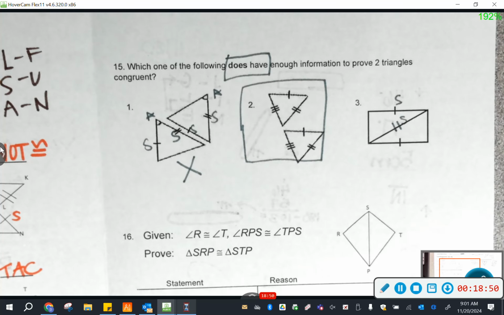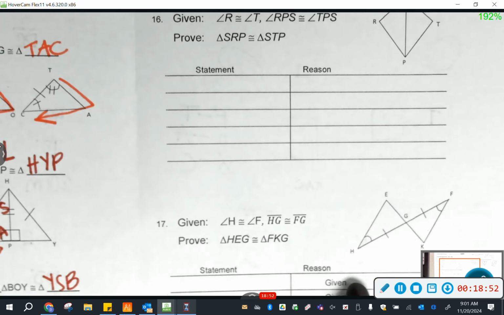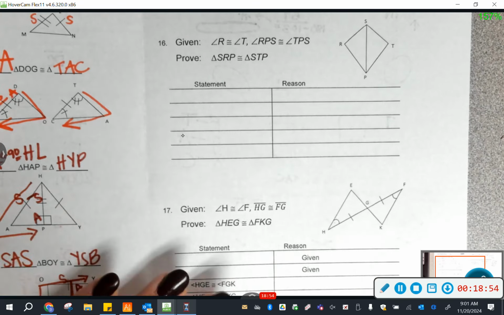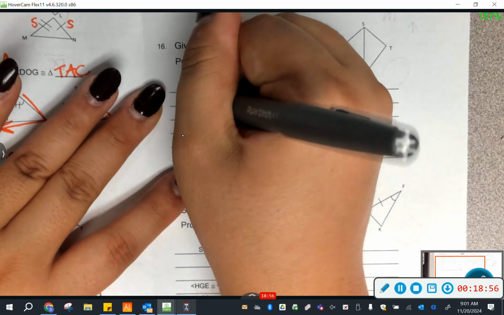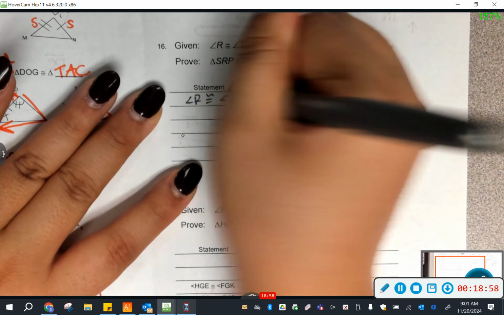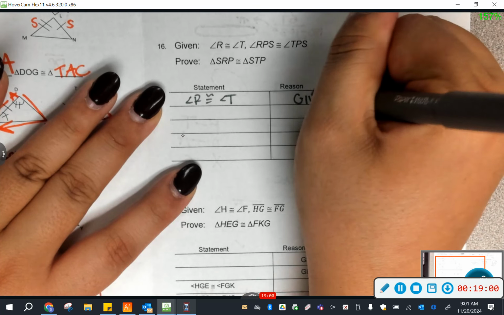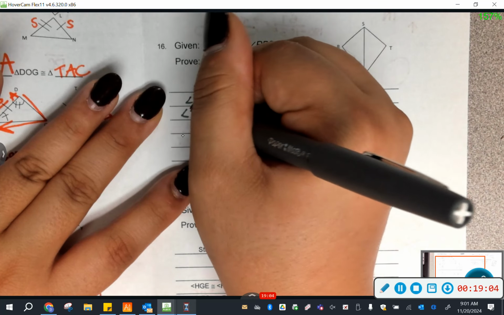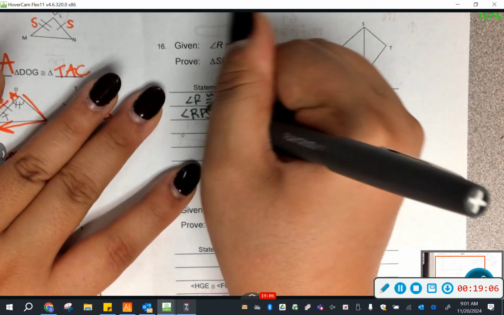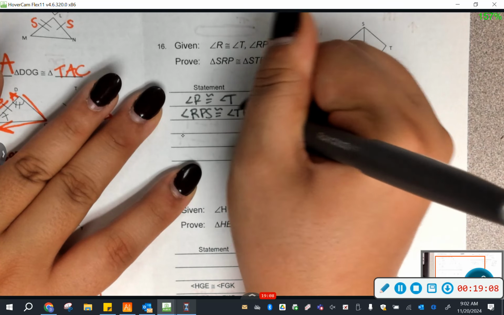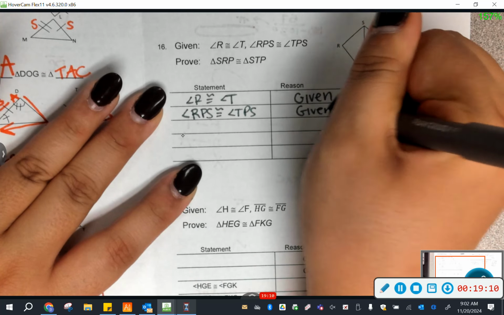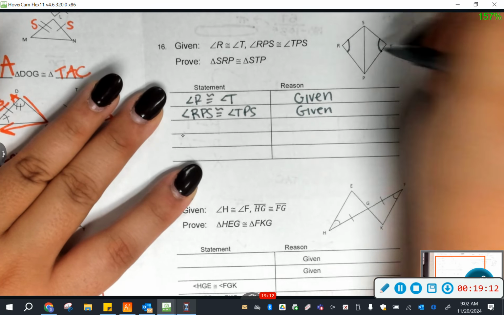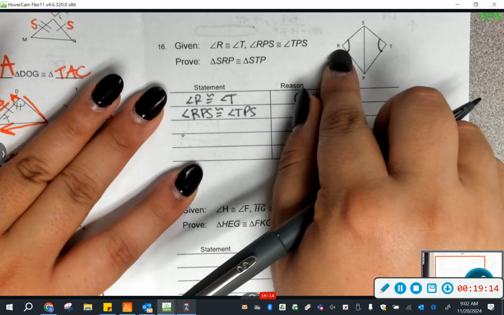All right. Last but not least, I'm going to go kind of quick on the proofs. Your proof tomorrow will be like your assessment yesterday. You are going to have a little answer bank to help you. So remember, you are always going to start with your given. Please make the markings on your picture. R is congruent to T.